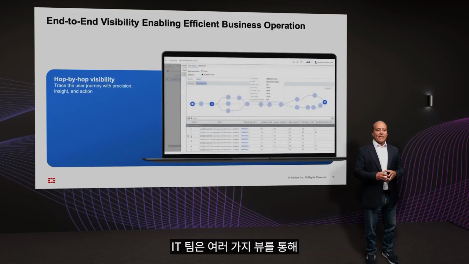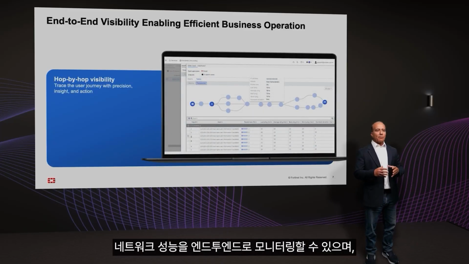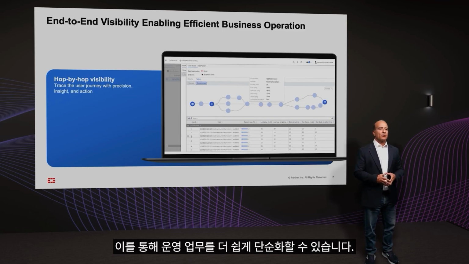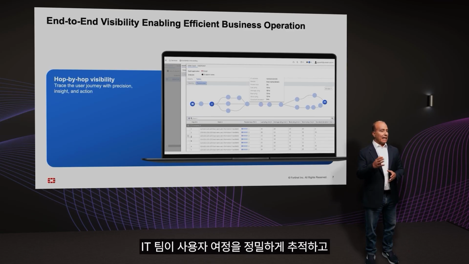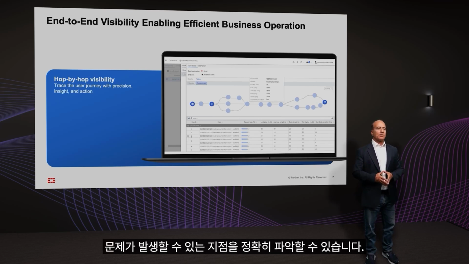IT teams will have a number of views that can help them to monitor network performance end-to-end to make operations simpler and easier. Here we can get hop-by-hop visibility, allowing IT teams to trace the user journey with precision and insights, indicating where the potential issues need to be tackled.